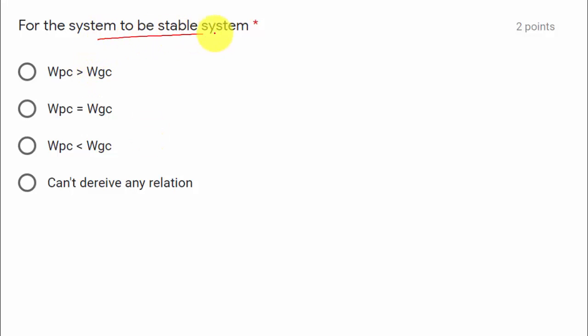For the system to be a stable system, whenever phase crossover frequency is greater than gain crossover frequency, then only the system will be a stable system. So in the case of Bode plot, first thing you are going to talk about is gain margin, phase margin, gain crossover frequency, phase crossover frequency. Whenever phase crossover frequency is equal to gain crossover frequency, then the system will be a marginally stable system. If it is less, then the system will be an unstable system.